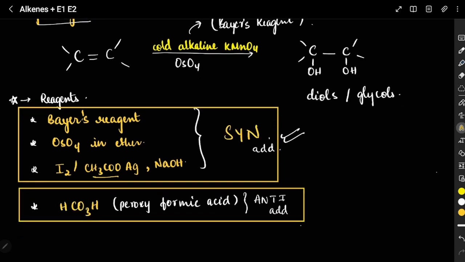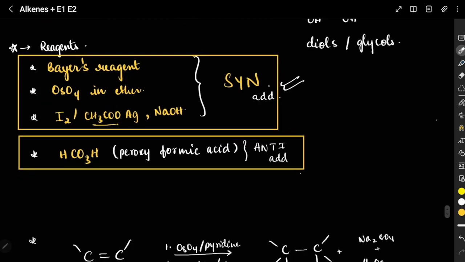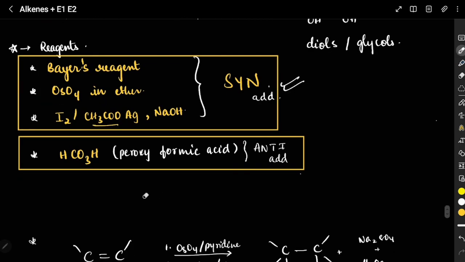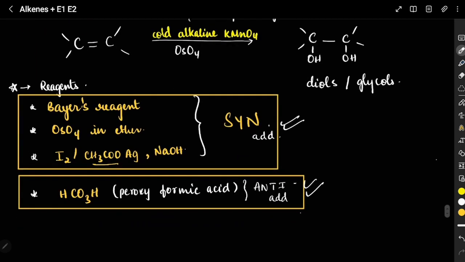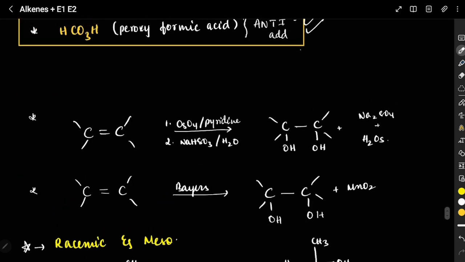Now HCO3H means peroxyformic acid. What is peroxy? Where an oxygen-oxygen bond is there. In such kinds of acids, anti-addition takes place. So the very important point is that with Bayer's reagent and osmium tetroxide, syn addition takes place, and with peroxy acid, anti-addition takes place. Okay, very simple. Now let us see a few examples.